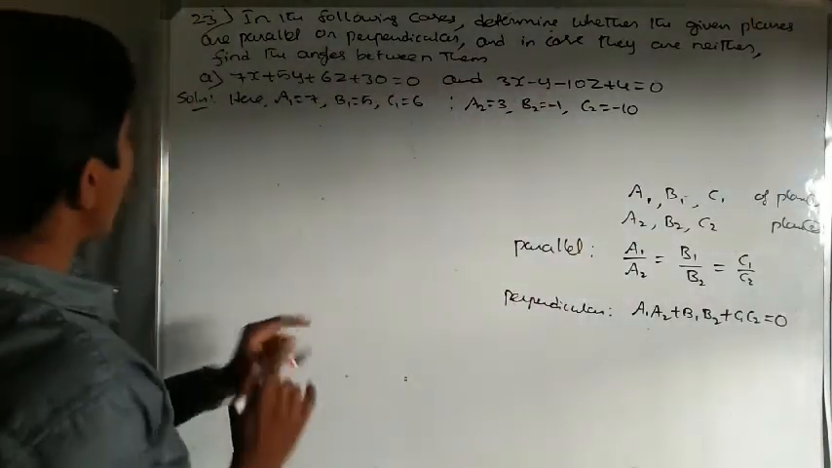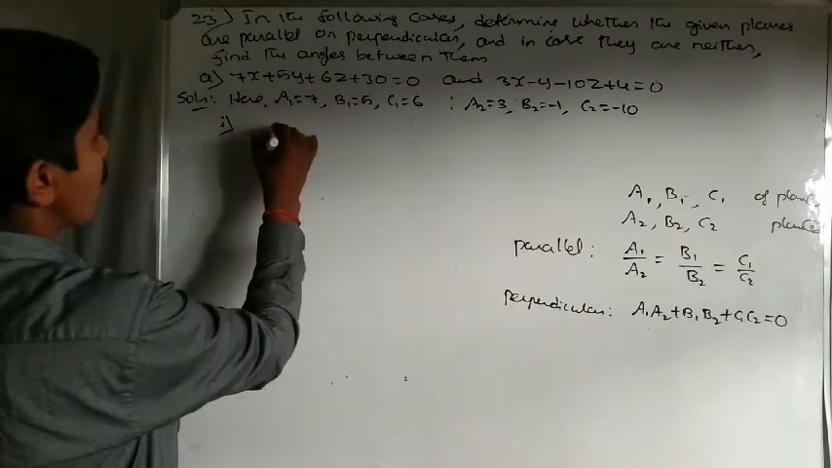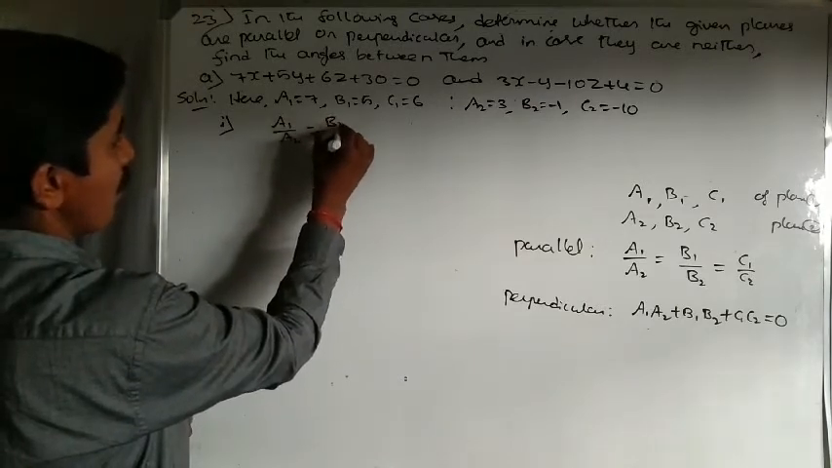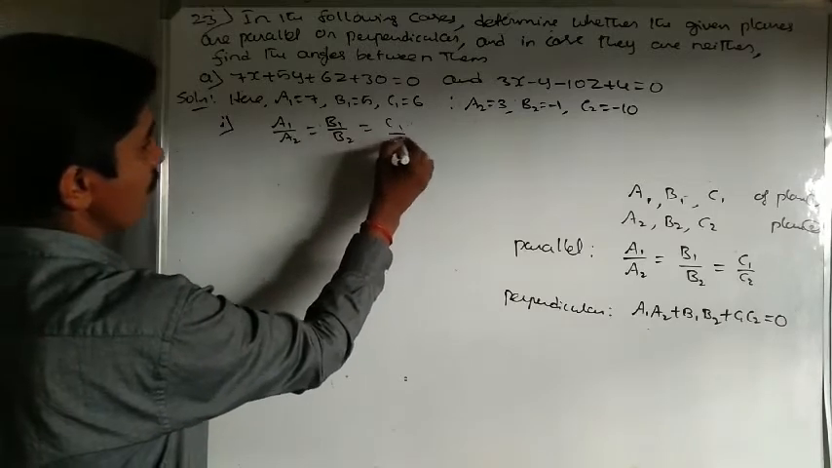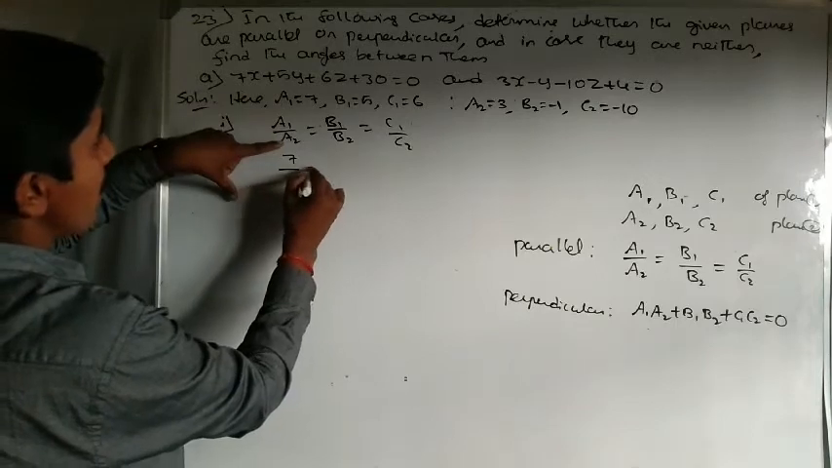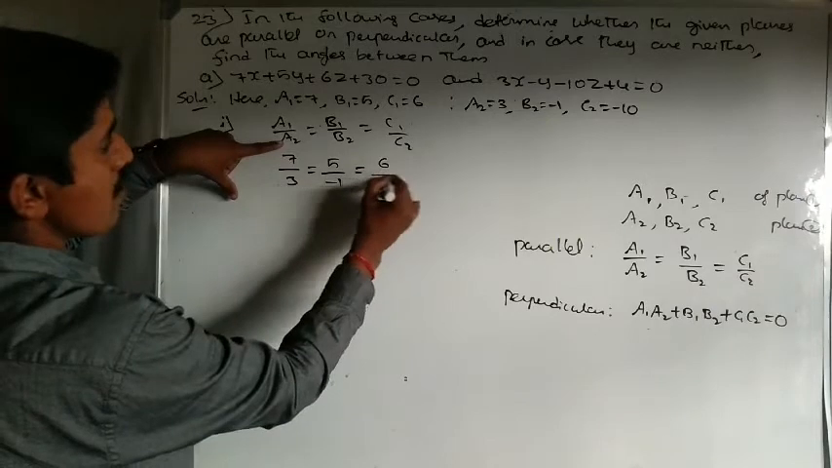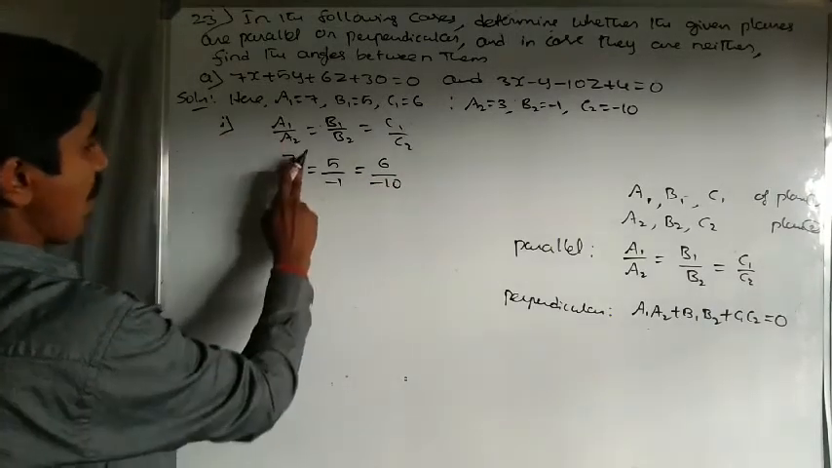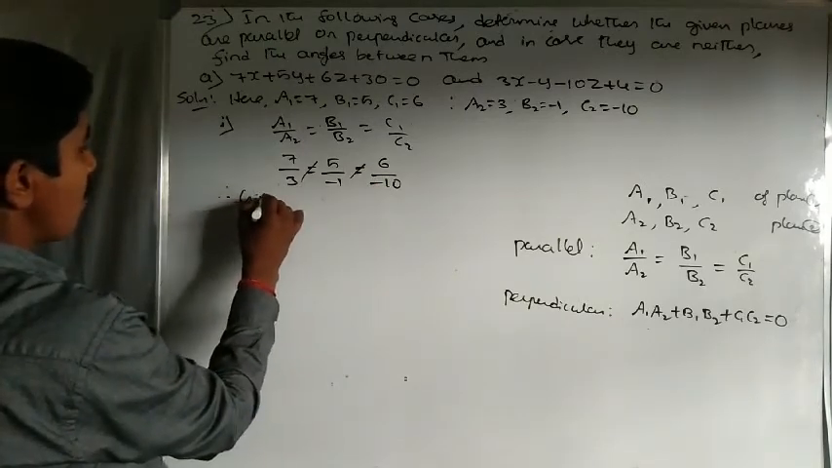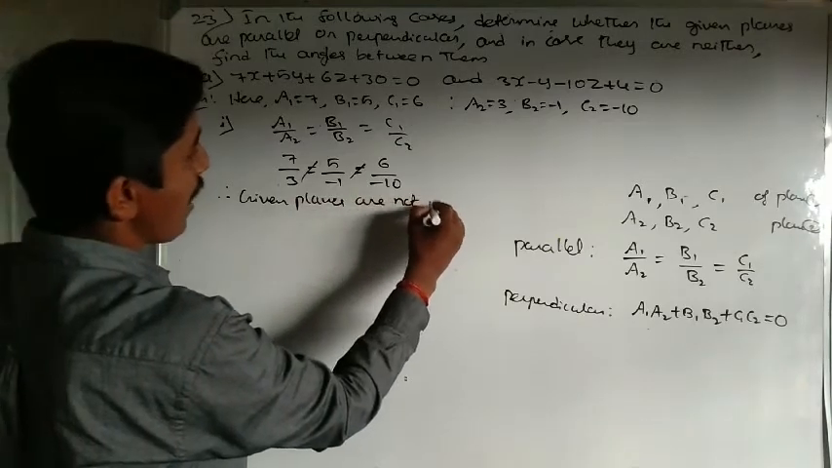Mind it here. First I am verifying whether A1 by A2 is equal to B1 by B2 is equal to C1 by C2. A1 is equal to 7, A2 is 3, B1 is equal to 5, B2 is equal to minus 1, C1 is equal to 6, C2 is equal to minus 10. 7 by 3 is not equal to minus 5, unequal, which means the given planes are not parallel.